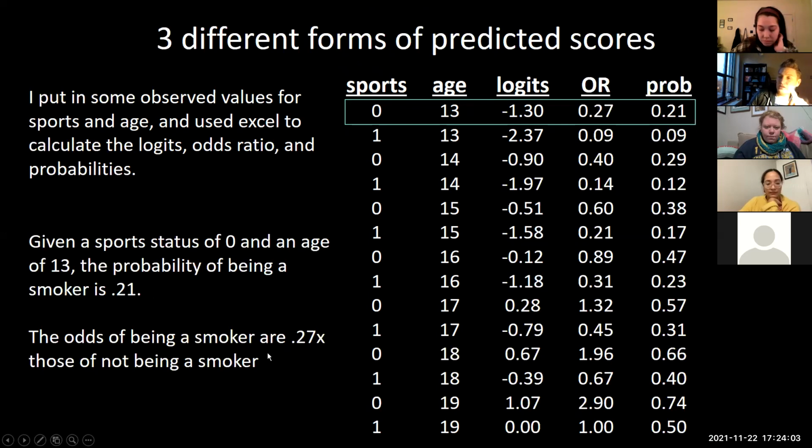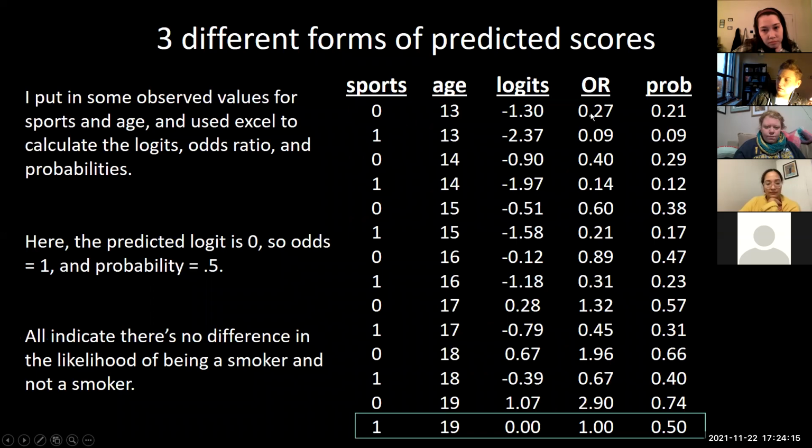Now remember, what we looked at in our results before is that the odds of being a smoker are 0.27 times the odds of not being a smoker. That's what our odds ratio is here. And now here, the predicted logit is 0. So here the odds are 0.5, or the odds ratio is 1. The probability is 0.5 and the logits are 0.